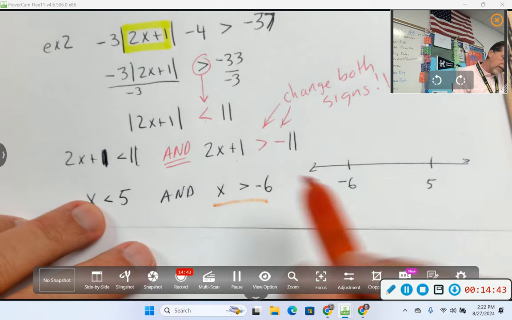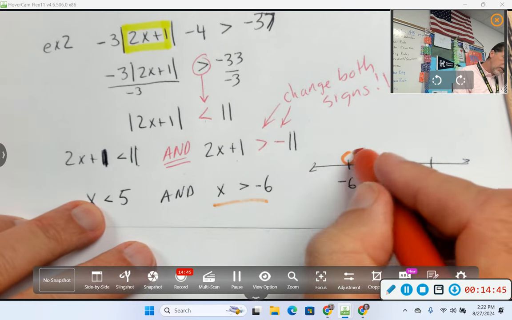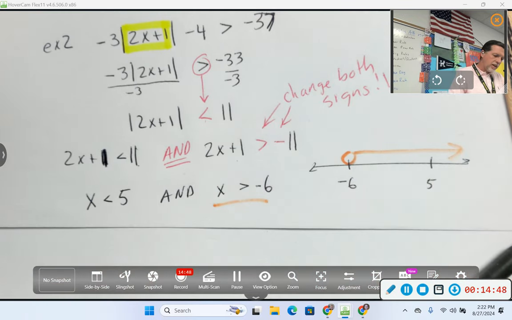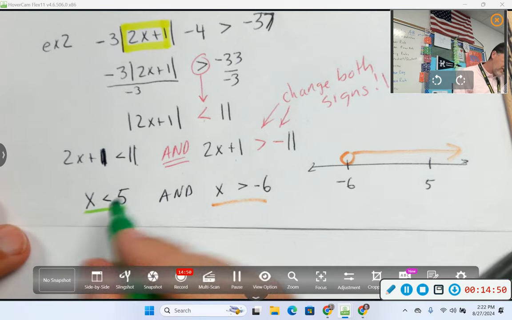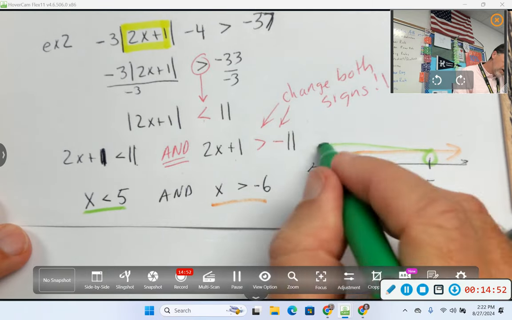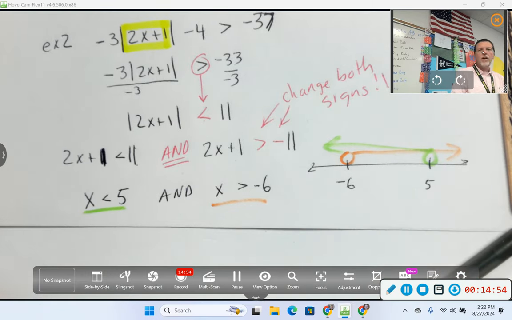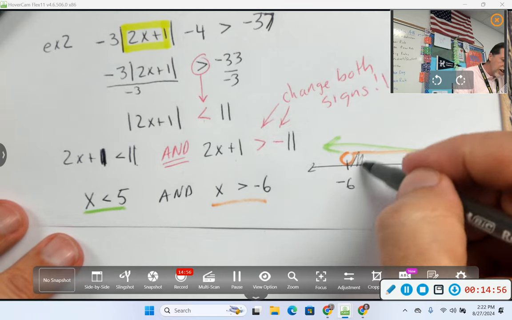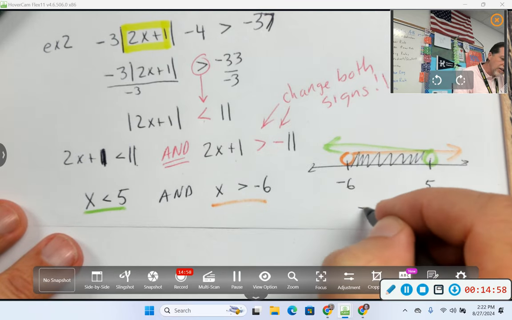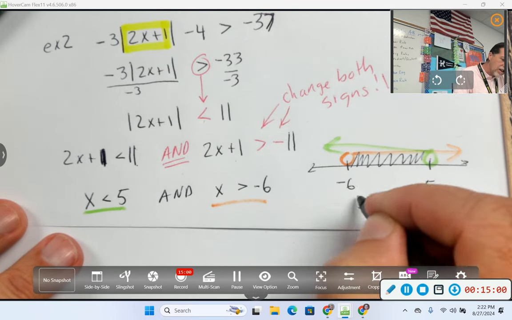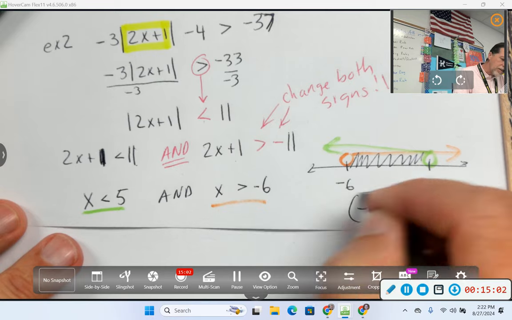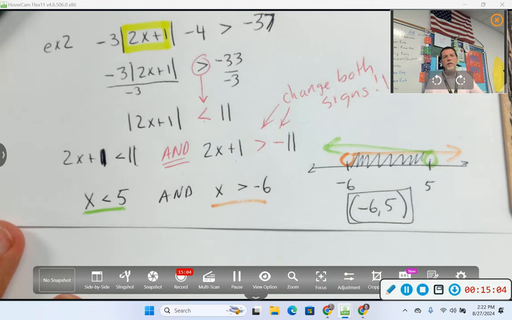Greater than negative 6, open circle. Less than 5, open circle. The overlap, where both colors are, is from negative 6 to 5. Parentheses on both, because we don't want to include the endpoints.